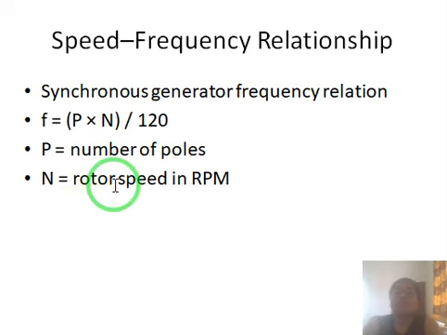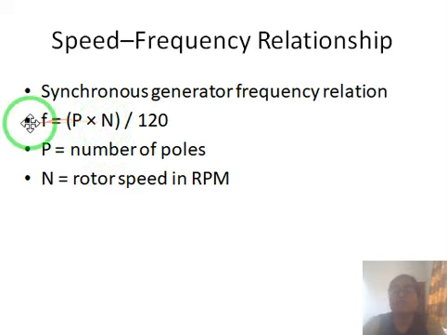Before going into the study of frequency deviation, we will first look at how frequency depends upon the speed of the synchronous generator. The frequency of a synchronous generator is given by PN by 120, where P denotes the number of poles and N denotes the rotor speed in RPM. Whenever there is a decrease in speed, frequency decreases, and whenever there is an increase in speed, frequency increases. So there is a direct relationship between speed and frequency.